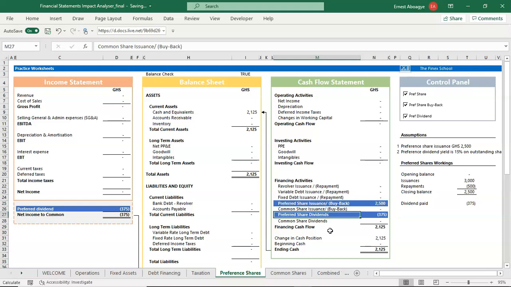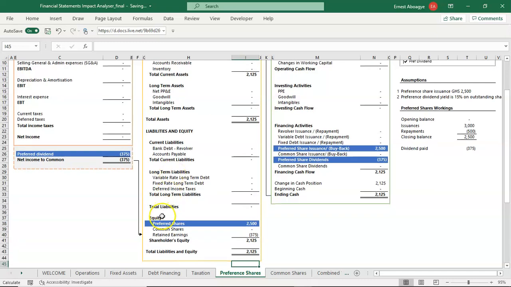And once we have paid off, we have 2,500 in our hands, and we have paid off 375 as dividend to the preferred shareholders. We have 2,125 cedis as cash in our business, and that will feed our cash and cash equivalent. And we have a preferred share balance of 2,500 here, and a retained earnings balance of negative 375 because we have paid out some part here. Forget about the fact that it's negative, just for the purpose of illustration. We have a balance of 2,125, balancing.